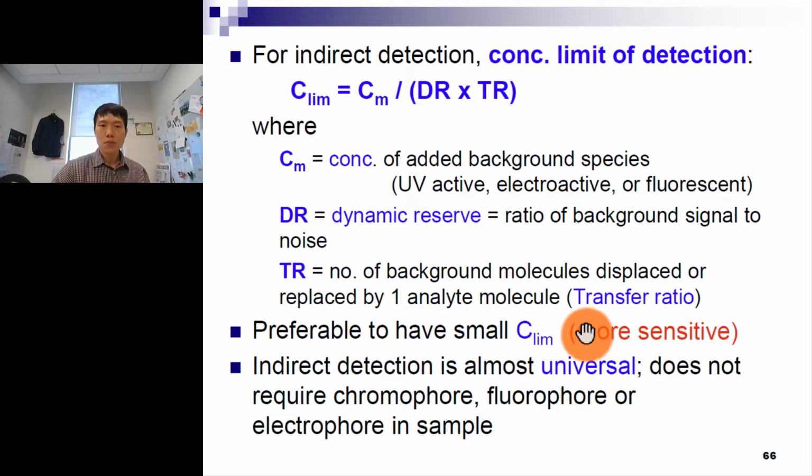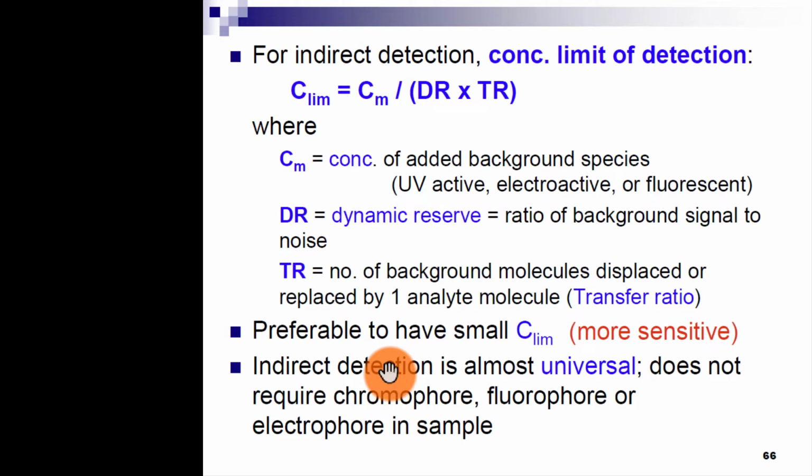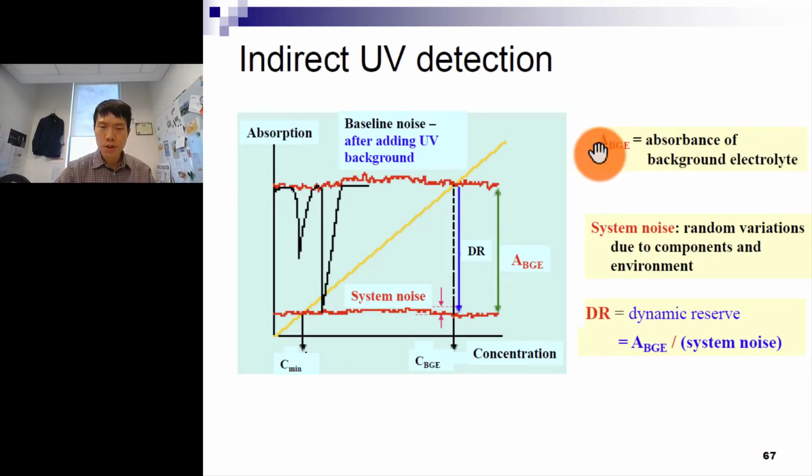It's preferred to have a smaller concentration limit of detection so that the CE is more sensitive. And I'd like to conclude by saying that the indirect detection is most universal because you do not need any derivatization. So in this example, you have again your background electrolyte absorbance, system noise due to components here, and your DR is calculated in this manner.